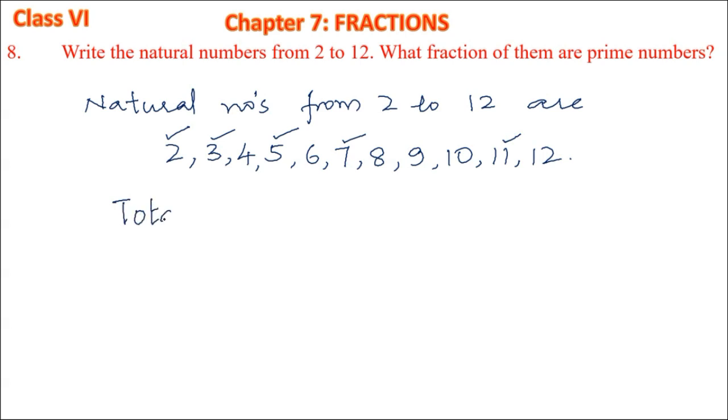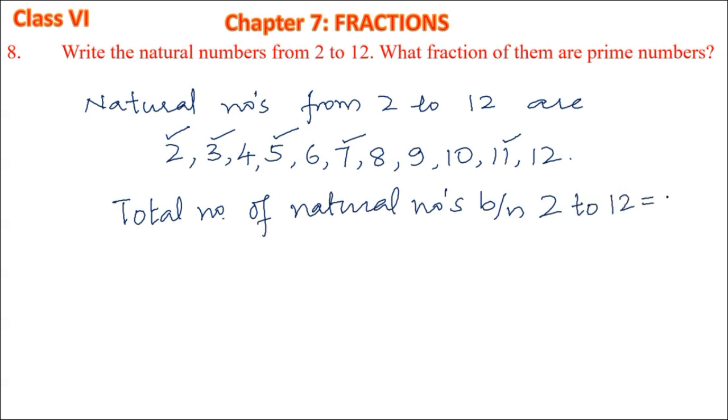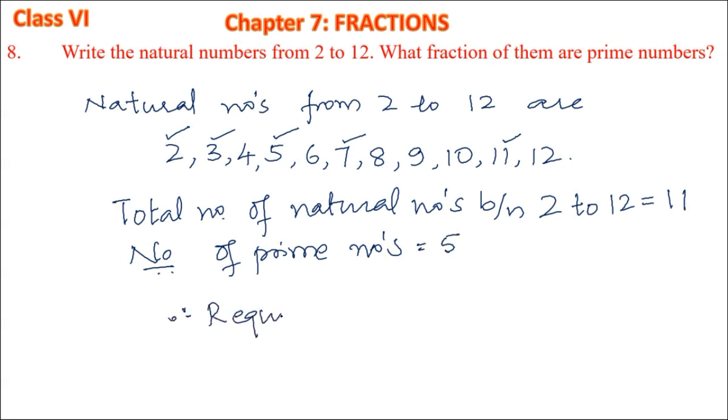Here let me mention the total number of natural numbers between 2 to 12 is 11. In them, the number of prime numbers are 5. Therefore, the required fraction is 5 upon 11.